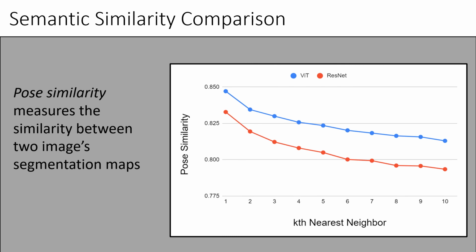For the Hotels-50K dataset, we quantitatively measure the similarity in perspective using pose similarity, which measures the similarity of 2 images' segmentation maps. We find that ViT retrievals have greater pose similarity with the query image compared to ResNet, which reinforces the notion of ViT's object-focused retrieval approach and a greater degree of overlap in the retrieved image's perspective.